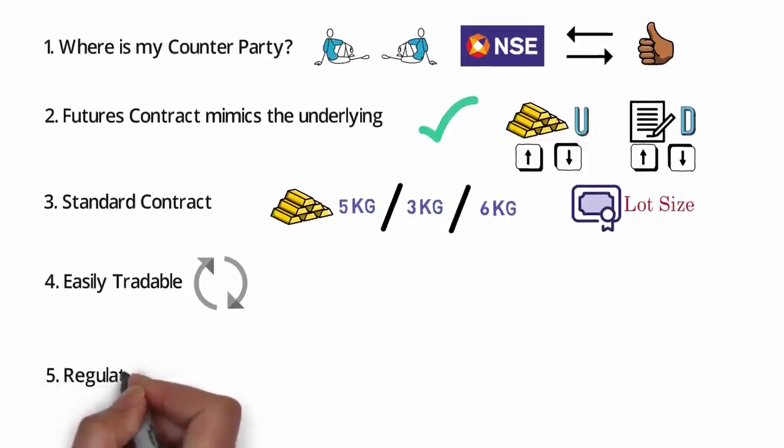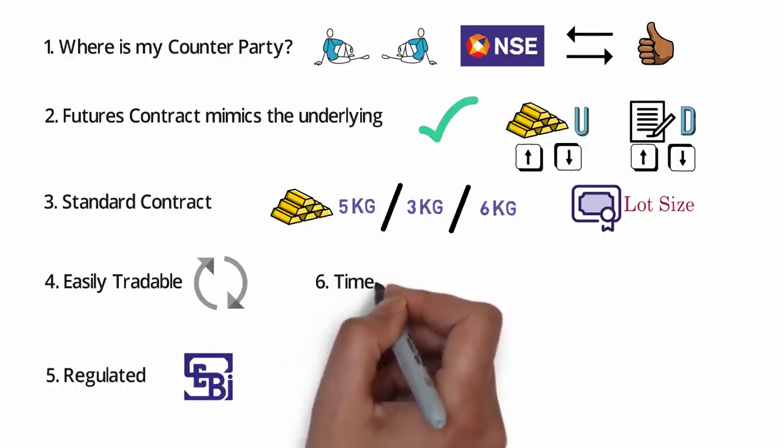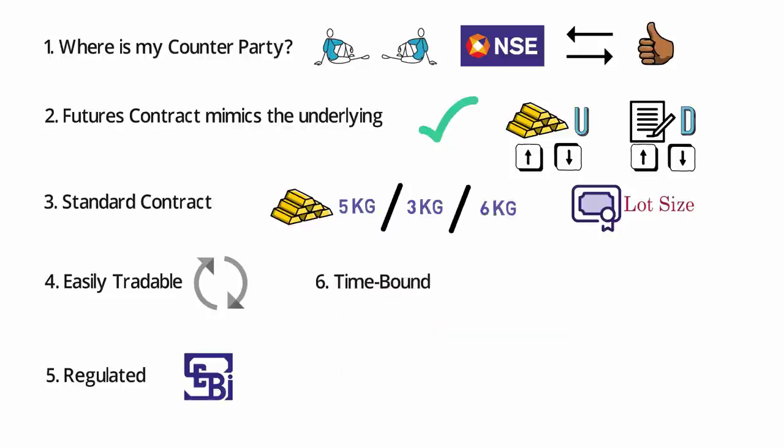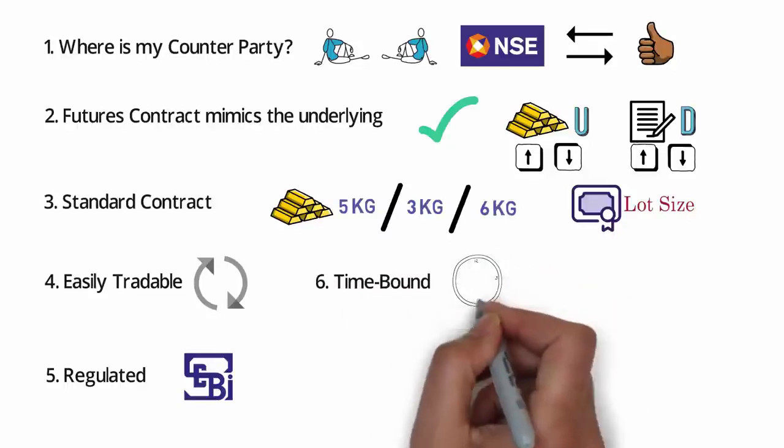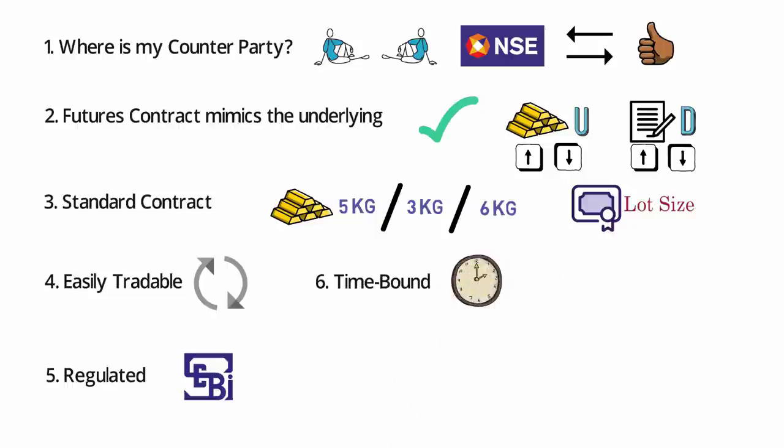We have the Securities and Exchange Board of India, SEBI, as a regulatory body to see if things are getting done in the right manner. Sixth, time bound. By assigning expiry, the contracts are time bound, like 3 months from our example.